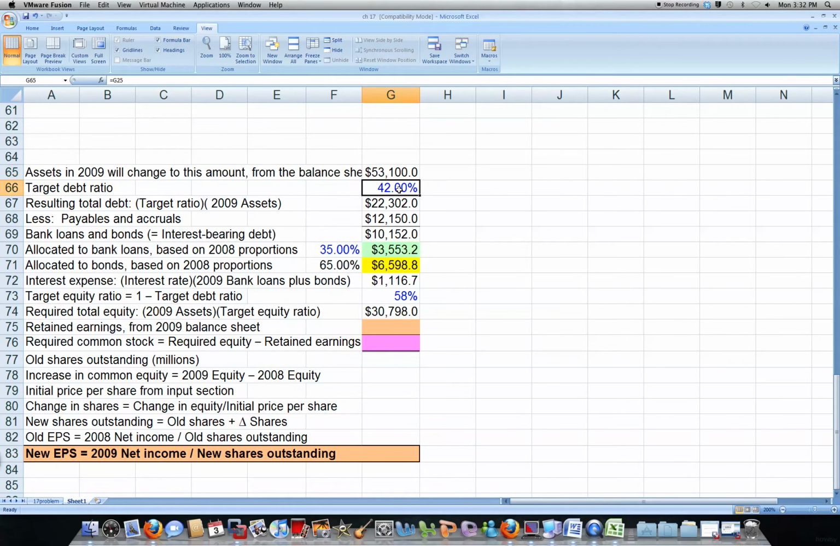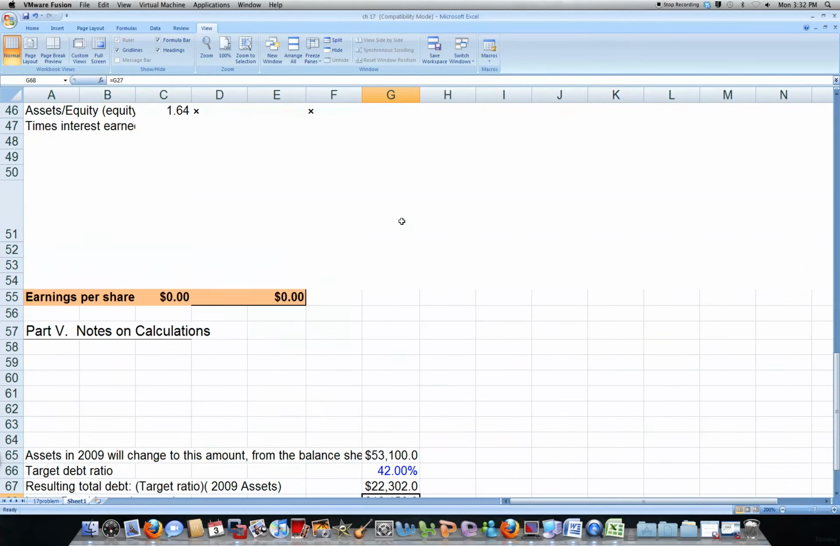Our target debt ratio is 42%, which was a given. Okay, so that means our total debt should be our 53,100 times our 42%. Okay, so that gives us a total debt of 22,302. We have to take off our payables and accruals, which we find up here.